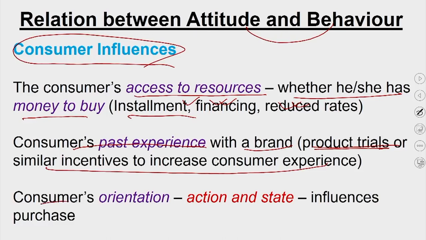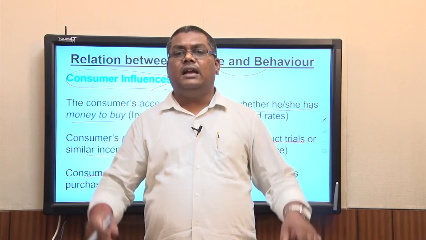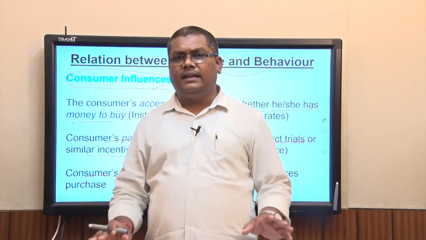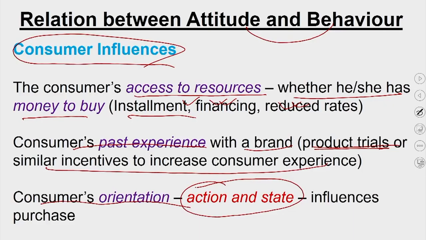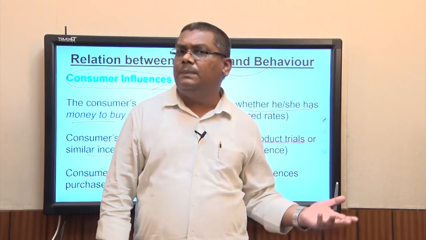And the third factor is the consumer's orientation. Now, there are two types of consumers. One is called the action-oriented consumer and the other is called the state-oriented consumer. The action-oriented consumer is the one who takes immediate action. I'll do it. I want to buy it. I'll go ahead and buy it. That kind of thing. And the state-oriented consumer is the one who waits for some time and then makes the purchase, right?